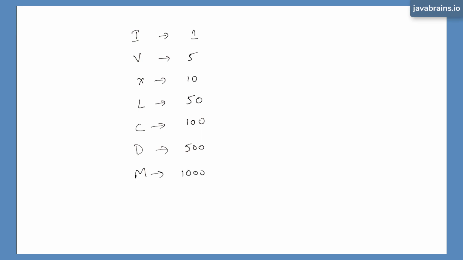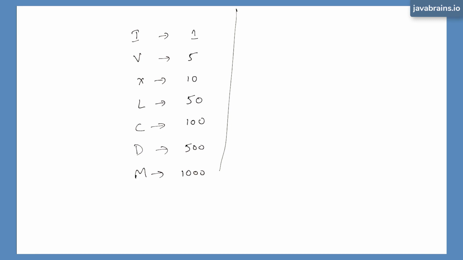All right, so here are the symbols, right? We've got I, which means 1, and then V, which means 5, X, which means 10, L, which means 50, then C is 100, D is 500, and M is 1000. Right, these are the numerals. And like I said, these are position based.